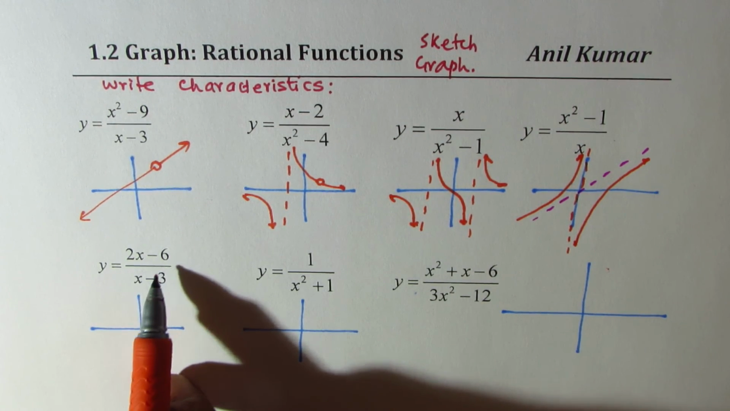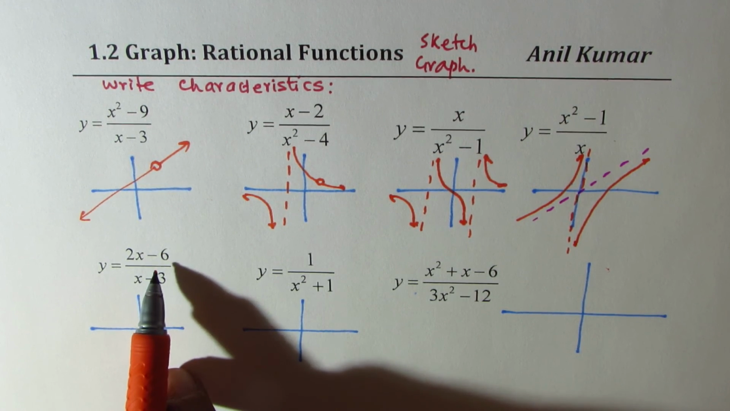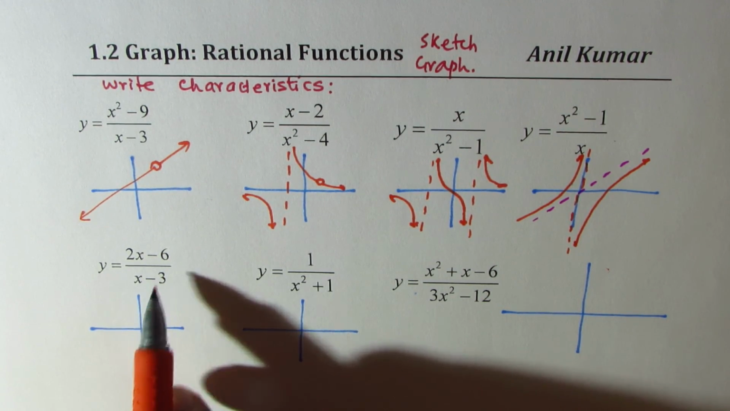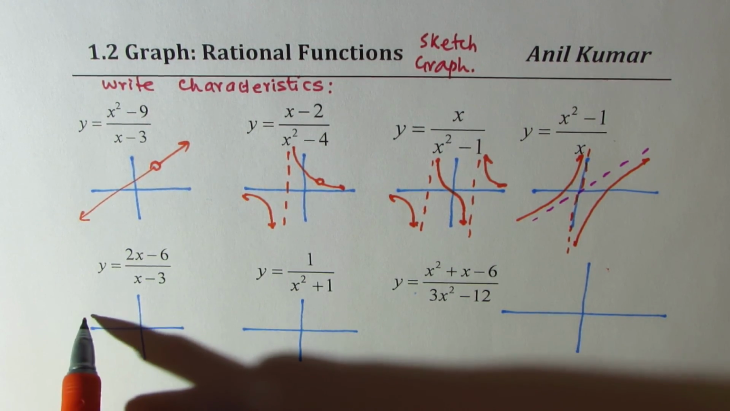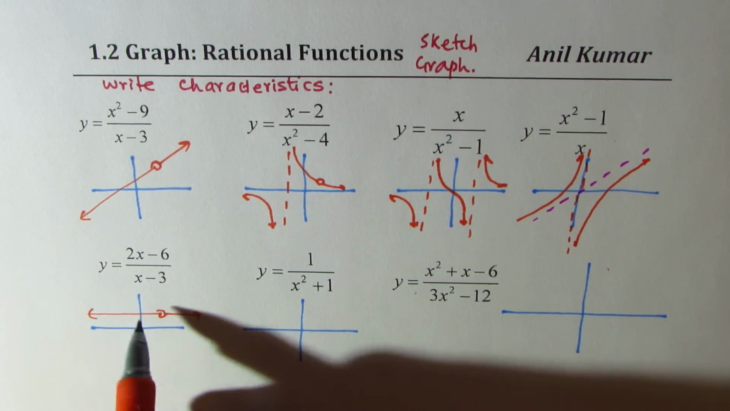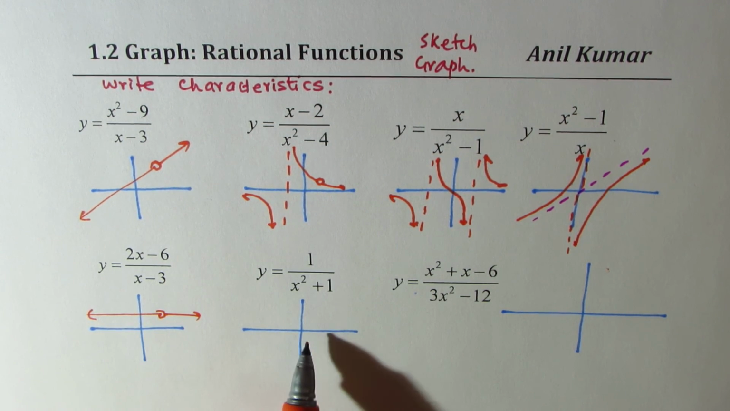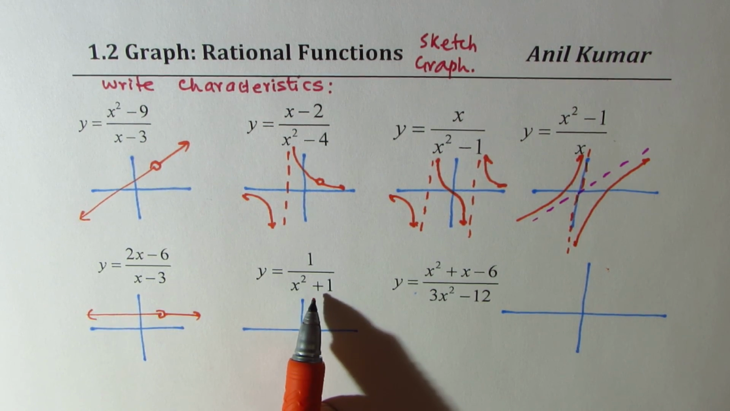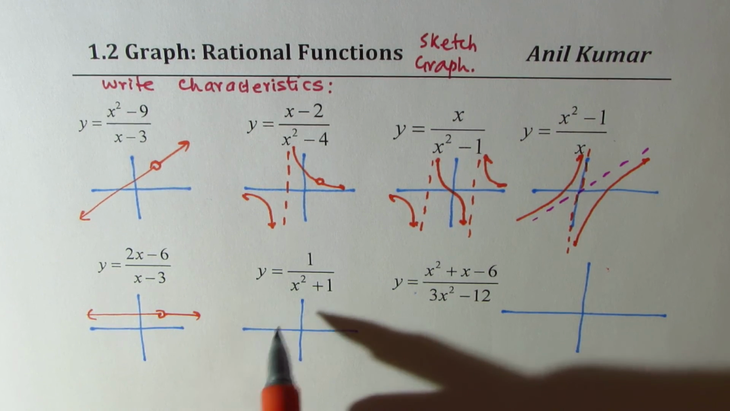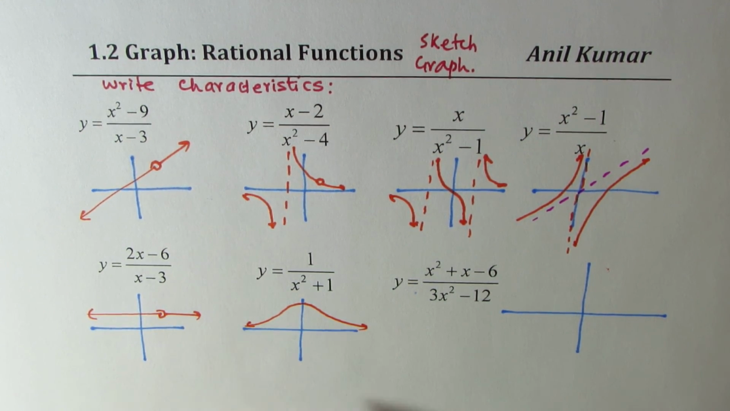This was interesting. When you factor 2, you get x minus 3. It cancels, leads to a hole. So in this particular case, you are left with 2. So it's 2 with a hole. It's a constant function. So this graph doesn't increase or decrease. Here, denominator is never 0. So the domain is all real numbers. And if you sketch, you get something like this. Perfect.